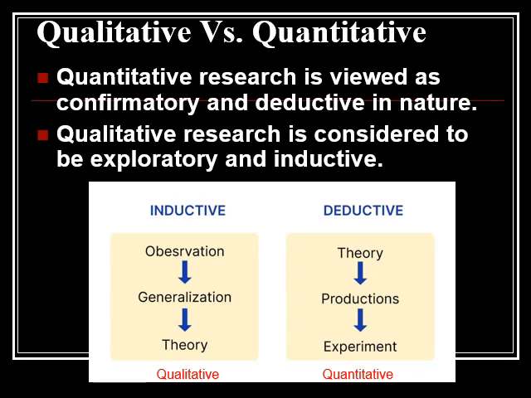Qualitative research is generally exploratory and inductive. So we start with observations, we try to generalize those observations, and again, the more systematic, the more rigorous this process is, the better, to create a theory. But once we have that theory, we then want to bring it to the test, which we often will do with quantitative.